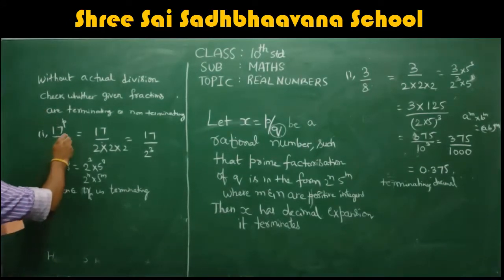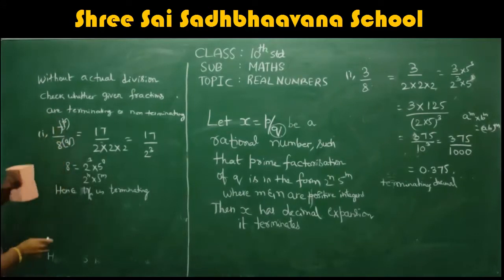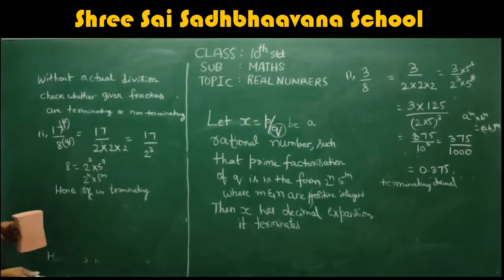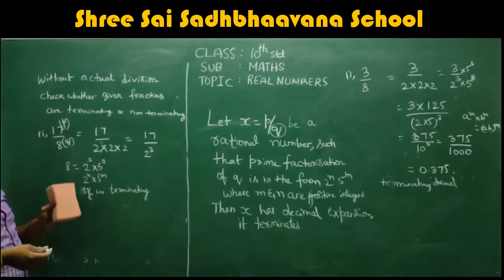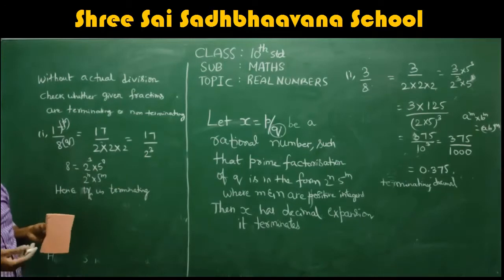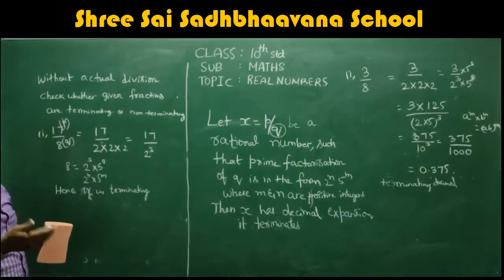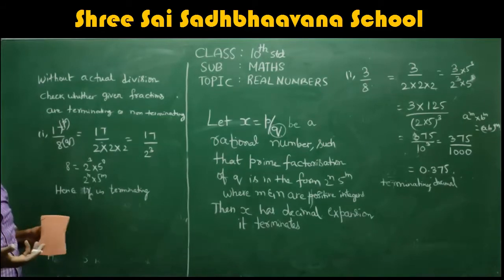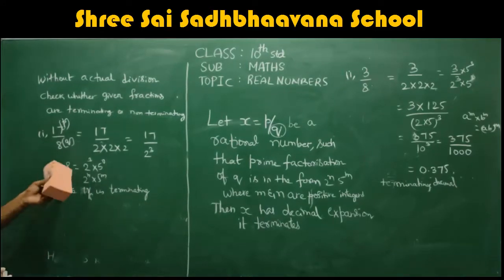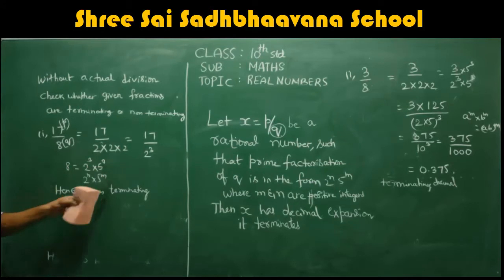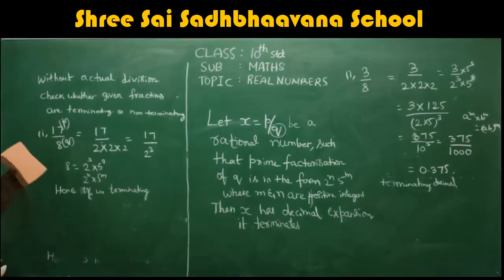So what I did here, I have taken 17 by 8. I have taken the denominator. 8 can be written as 2 power 3, that is 2 into 2 into 2, which is 2 cube. But do you have 5 there? No problem. If it is not there, just assume it is 5 power 0. Can we write like that? Yes, you can write 1 as 5 power 0. 5 power 0 is nothing but 1. So we are able to write this in the form of 2 power m into 5 power n. That is why this is a terminating decimal.